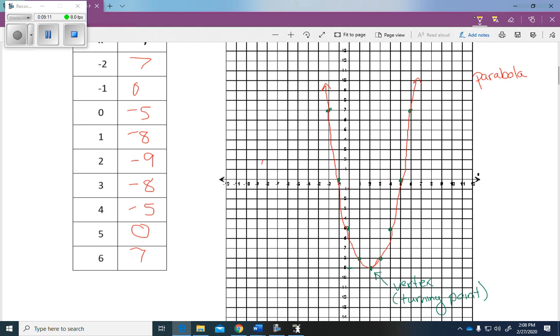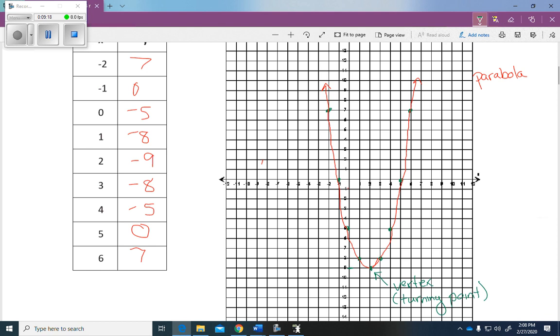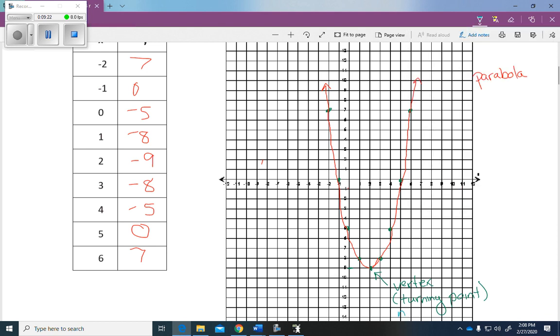And so the vertex is that point in which it turns, and that's why it's also called a turning point. And in this case, it actually happens to be a minimum since it's the lowest point on the graph.